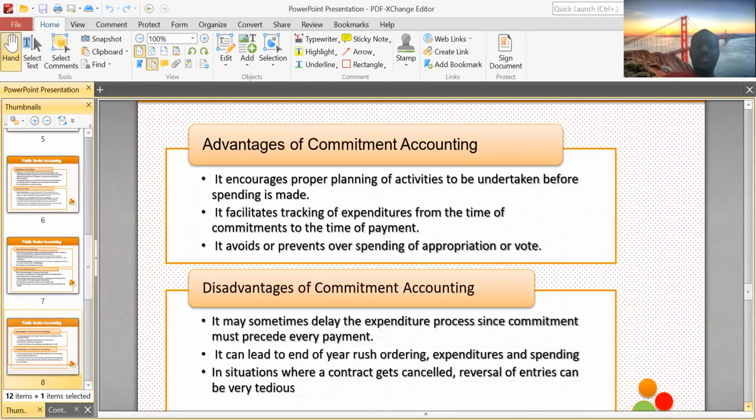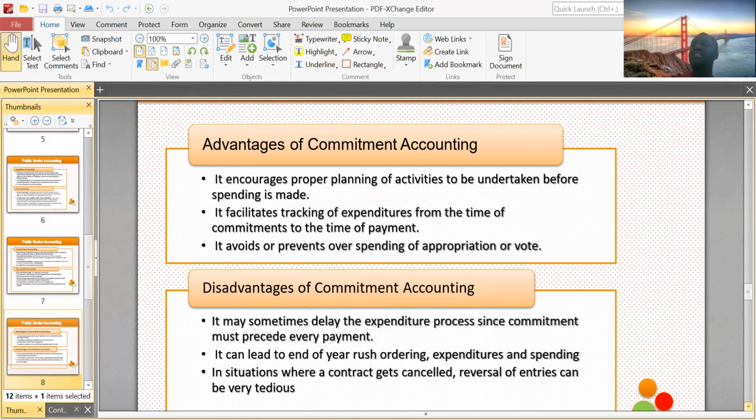What are the advantages of commitment accounting? It encourages proper planning of activities, because once you've lined out your commitments, you are able to plan. It's just like as individuals, right? You have your commitments. Once you set aside those commitments, you're able to plan your funds or your money properly. So that's the same thing for commitment accounting.